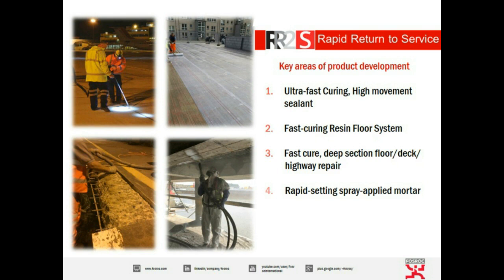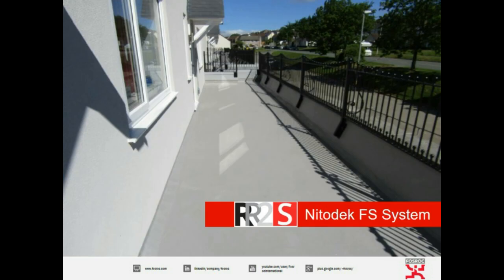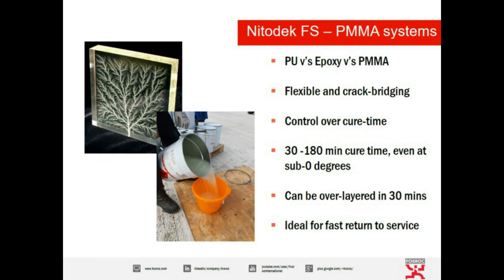The first one we're going to look at here is Untitled FS system. So for those of you who don't know much about resin floor systems as such, I'll give you a brief overview. Untitled FS is a PMMA, so that's a polymethyl methacrylate. Now, MMAs have been on the market for a little while. MMAs are a bit like epoxies in the sense that they are fairly rigid when they cure. So anyone that knows epoxies will appreciate that they are rigid, they are very abrasion resistant, but they're not particularly good when it comes to movement.